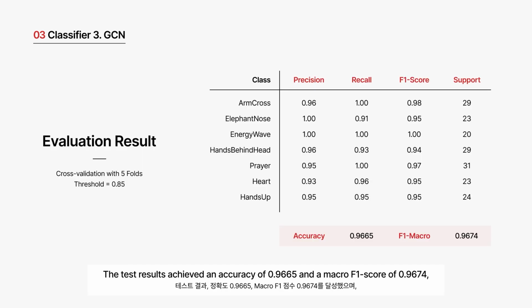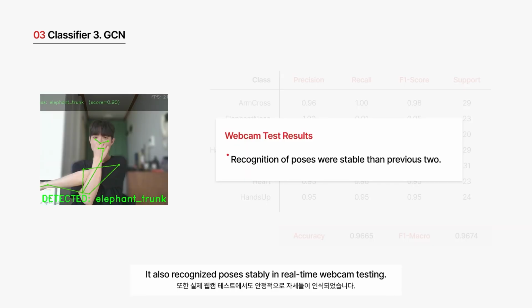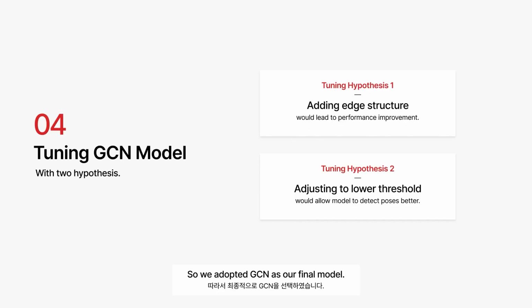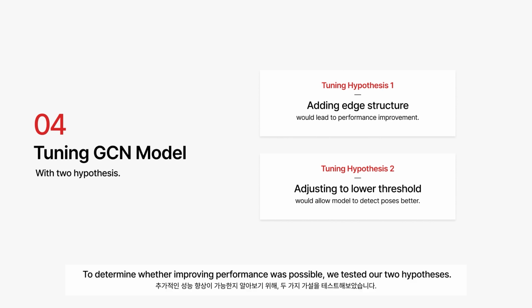The test result achieved an accuracy of 0.9665 and a macro F1 score of 0.9674, with most classes showing high precision and recall. It also recognized poses stably in real-time webcam testing. So, we adopted GCN as our final model to determine whether improving performance was possible.